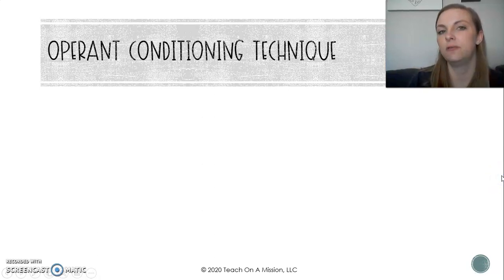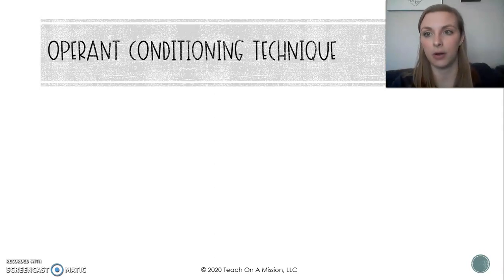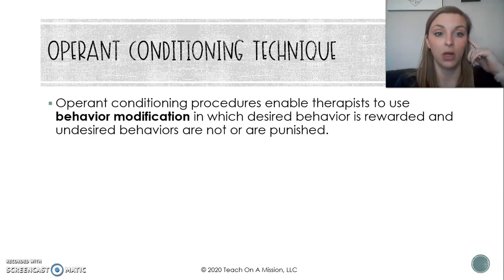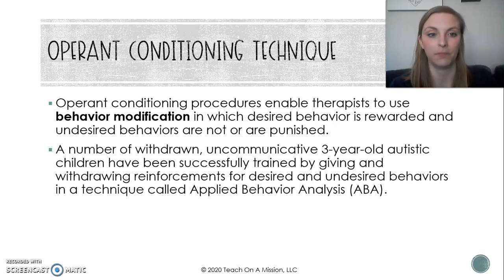We're going to continue our discussion of psychological disorder treatments by continuing to talk about the behavioral therapies that are used. We talked about the classical conditioning techniques. Now we're going to talk about operant conditioning. Remember, operant conditioning uses rewards and punishments to either increase or decrease behavior. So basically they're doing the same thing. They're using behavior modification in which desired behavior is rewarded and undesired behaviors are either not rewarded or are punished. So using these reinforcement and punishment techniques that we talked about.